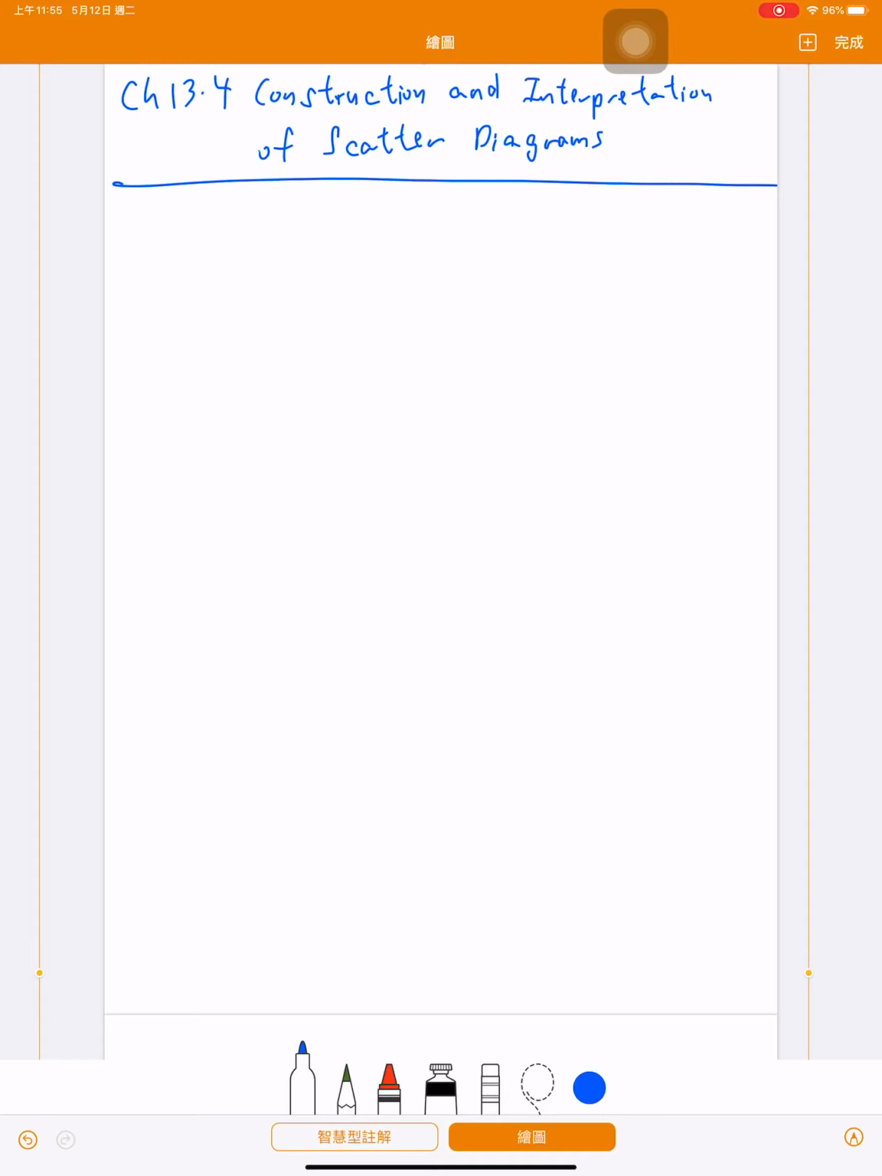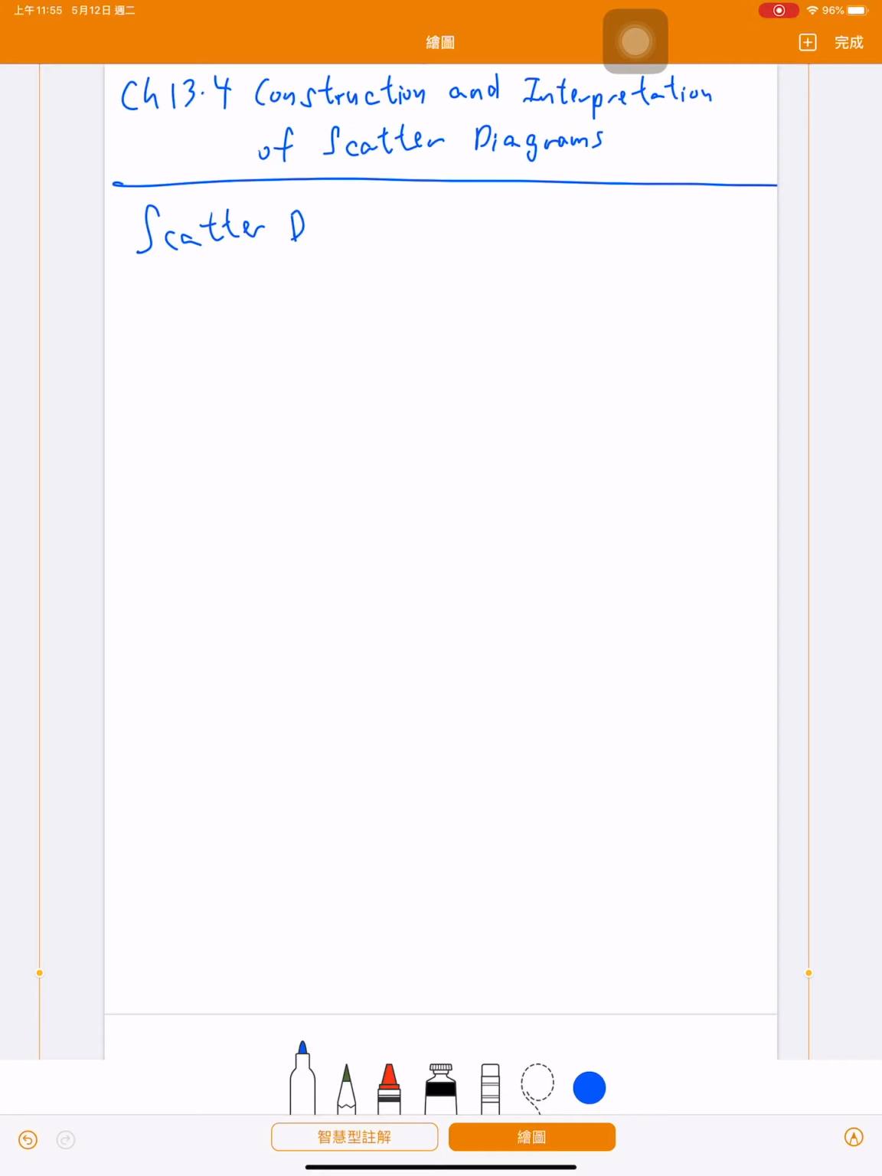Hello everyone, today we will talk about Chapter 13.4, the construction and interpretation of scatter diagrams. Scatter diagram. First of all, what is a scatter diagram?